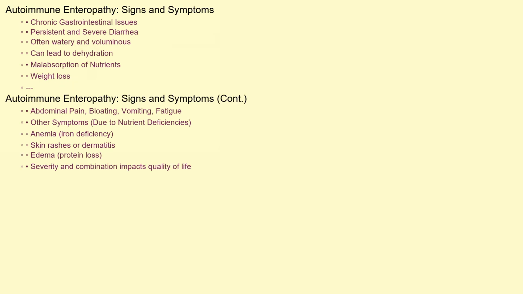The signs and symptoms of autoimmune enteropathy can vary in severity and presentation, but they typically involve chronic gastrointestinal issues. Common symptoms include persistent and severe diarrhea, often watery and voluminous, leading to dehydration. Malabsorption of nutrients results in weight loss or failure to thrive in infants and children. Patients may also experience abdominal pain, vomiting, and fatigue. Due to nutrient deficiencies, other symptoms can arise, such as anemia from iron deficiency, skin rashes or dermatitis, and edema due to protein loss. The severity and combination of these symptoms can significantly impact the patient's quality of life.